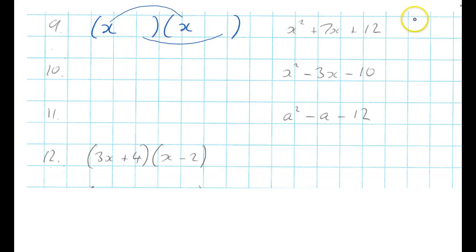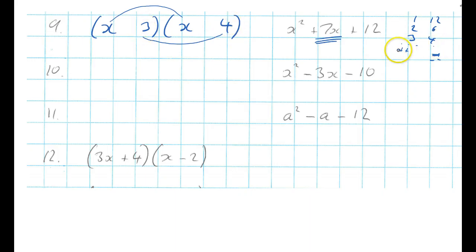It's 12, so it could be 1 and 12. It could be 2 and 6. It could be 3 and 4. And given that we want 7 x's and everything's plus, it's pretty obvious it's going to be 3 and 4. So 3 and 4. To get plus 12, they can either both be positive or both be negative.